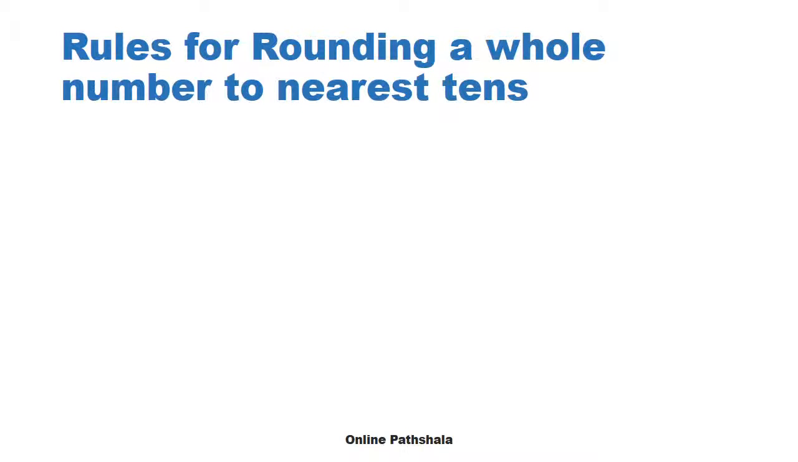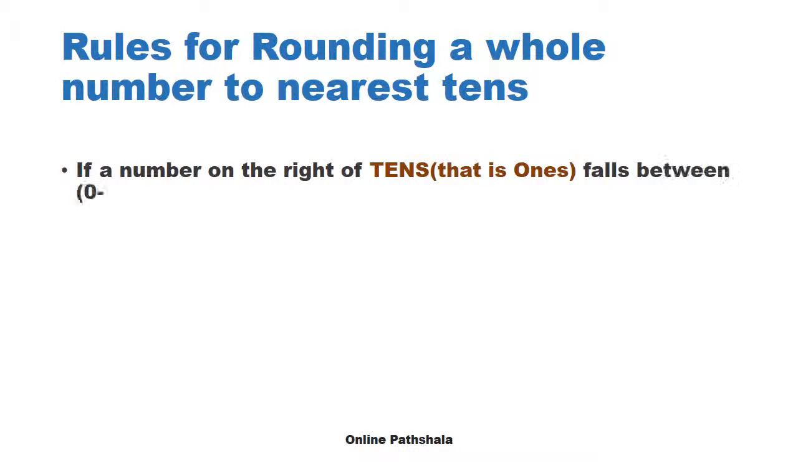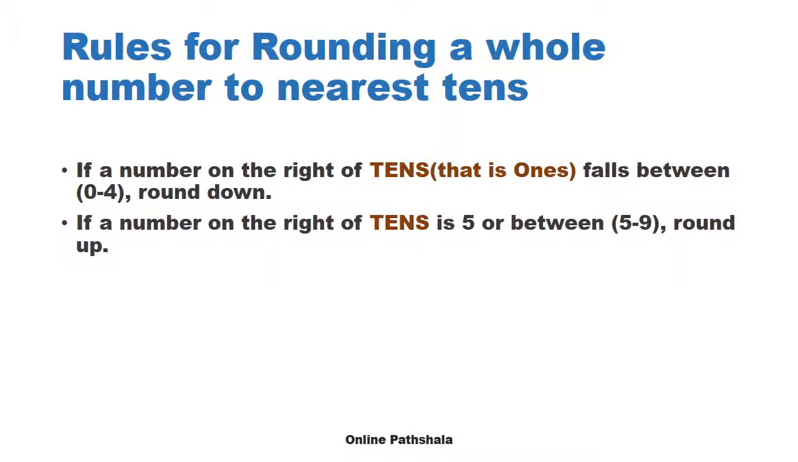Let's recall the rules for rounding a whole number to the nearest tens. If a number on the right of tens falls between 0 to 4, round down. If the number on the right of tens, that is the unit digit, is 5 or between 5 to 9, round up. So, let's take an example.